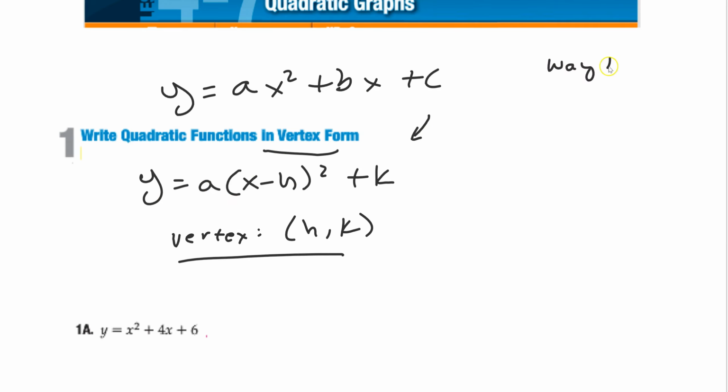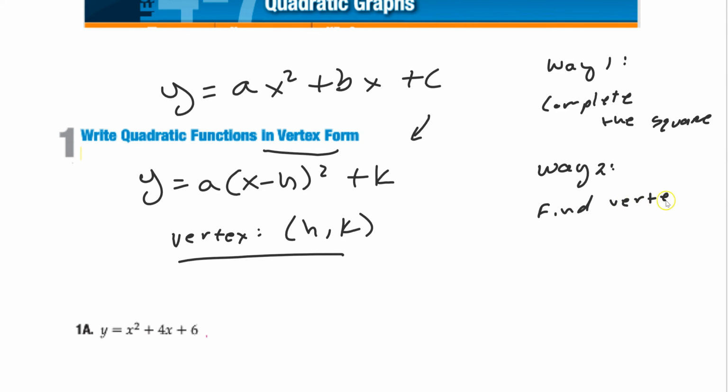Way 1, complete the square. And that's what you guys all want to hear. So way 1 is you complete the square. If you complete the square on this, you're going to get it in vertex form. Way 2 is probably the way most people are going to do it, and that is find the vertex. Remember, the way we find the vertex, nothing changes: x equals negative b over 2a. And once you get that, you plug it into the formula to get the y value.